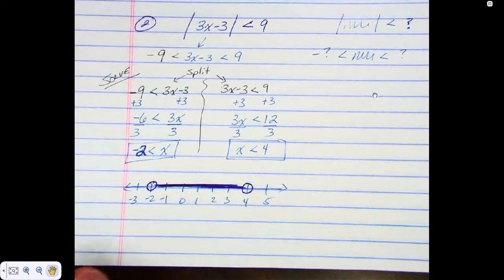Now, write that down. Because we're talking about these types of inequalities you have when you have a less than, and you have your absolute value on the left.